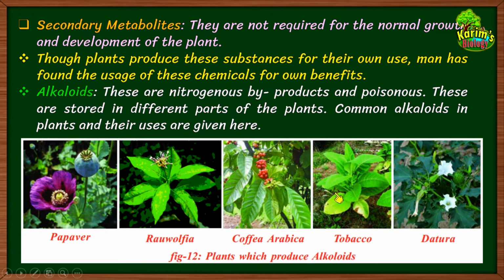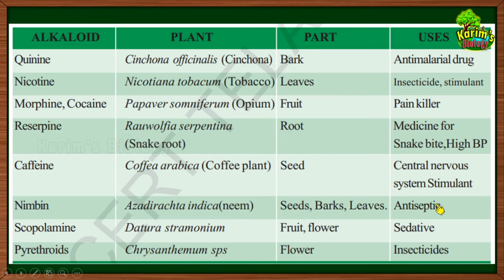And the next one, tobacco. The scientific name of tobacco is Nicotiana tabacum. The leaves of this plant have some alkaloids. Datura stramonium, it is called ummetta in Telugu. The fruits of this datura have some alkaloids in them. We will be learning about what alkaloids are present in these plants, where they are present and what the uses of those alkaloids are. We will be discussing. Now look at the next slide.